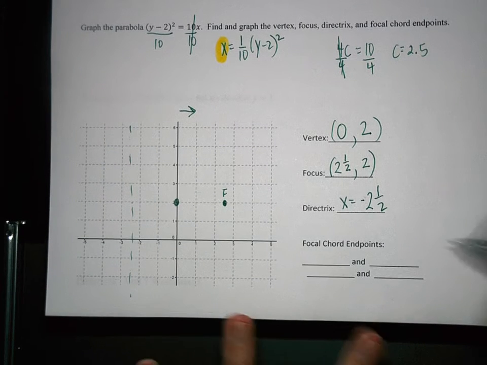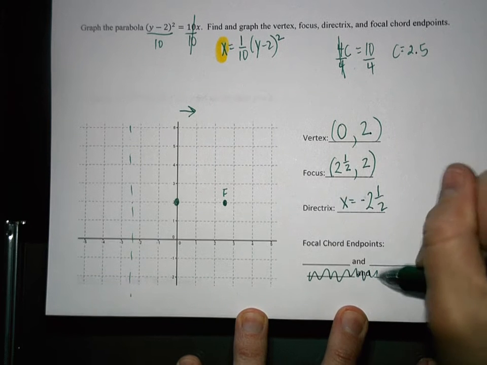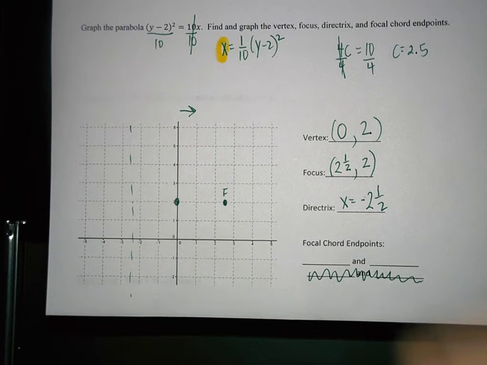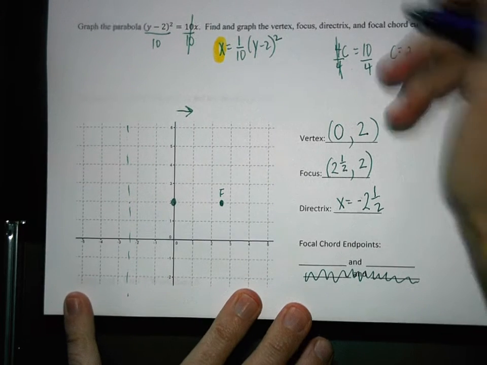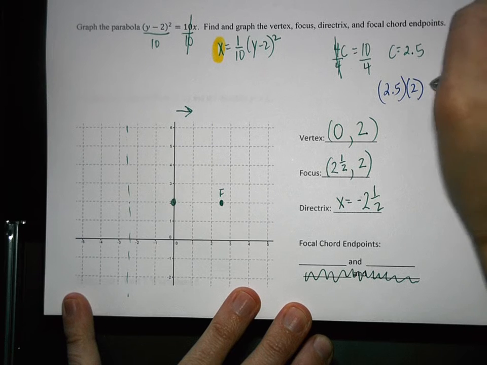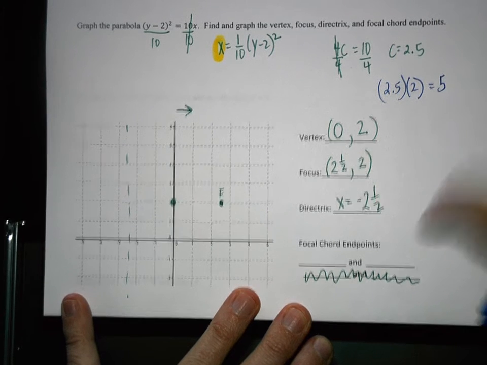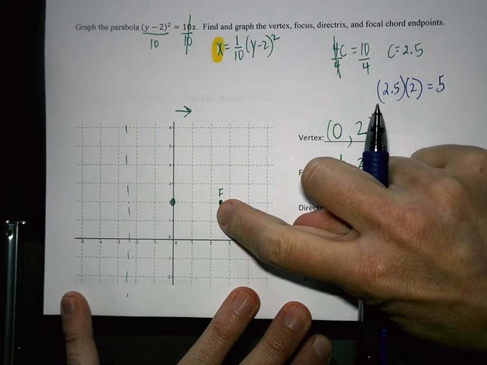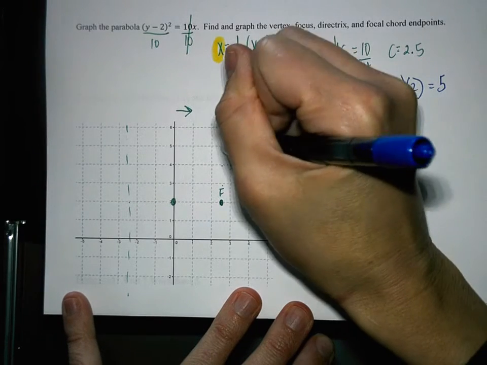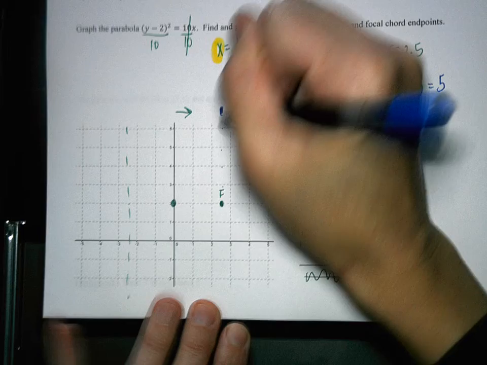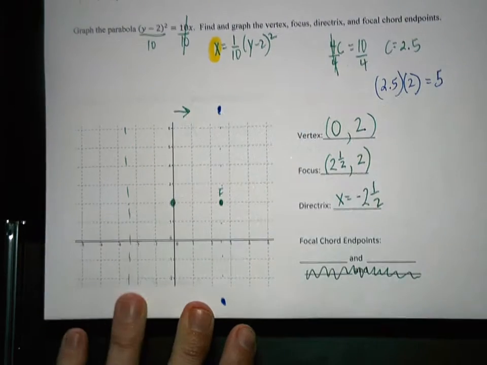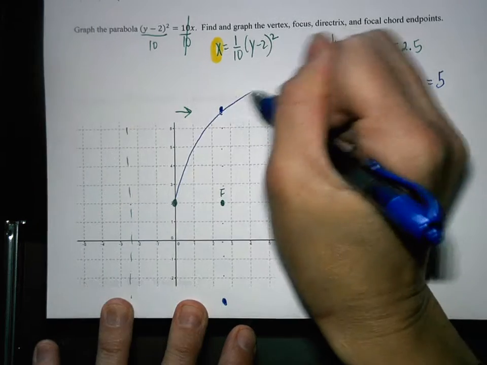For the focal chord endpoints, for some reason that's written there twice by accident. We do that because we go 2c in each direction. My c value is 2.5, and if I multiply that by 2, it equals 5. So from my focus, I'm going to go up and down 5. Okay, and then this is going to curve to the right.